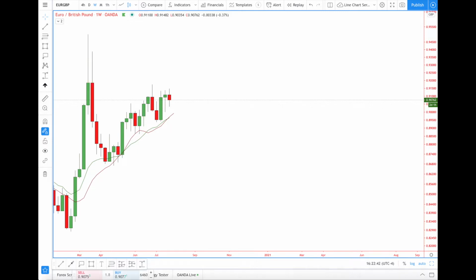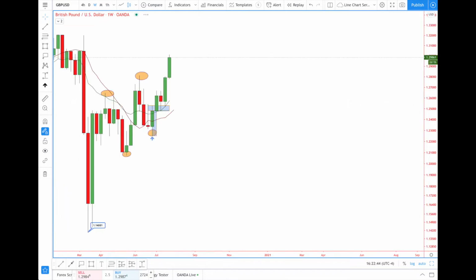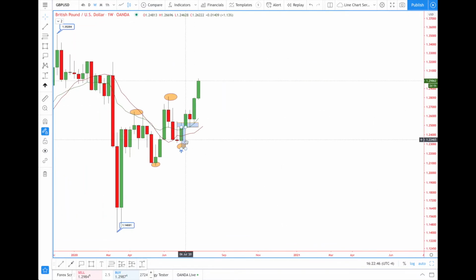We're going to switch over gears here. So we're going to go to Pound USD on the daily time frame. And I'm going to delete something here so you guys can see what it was that I was looking at, so you can get the full glimpse of how I won this trade. Now we are on Pound USD on the weekly time frame.